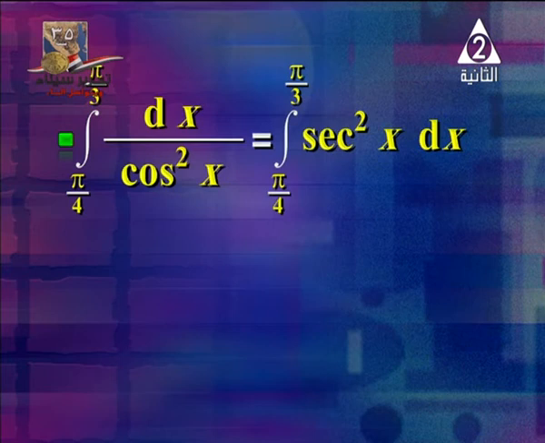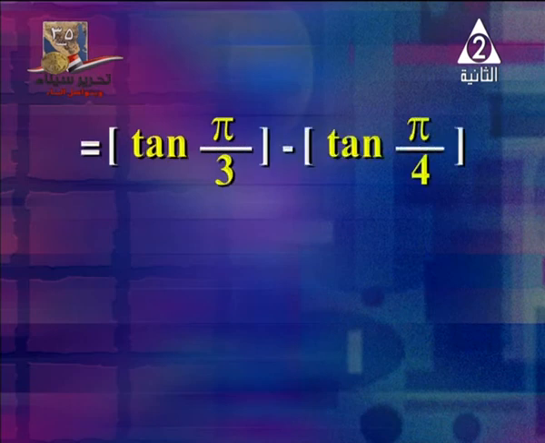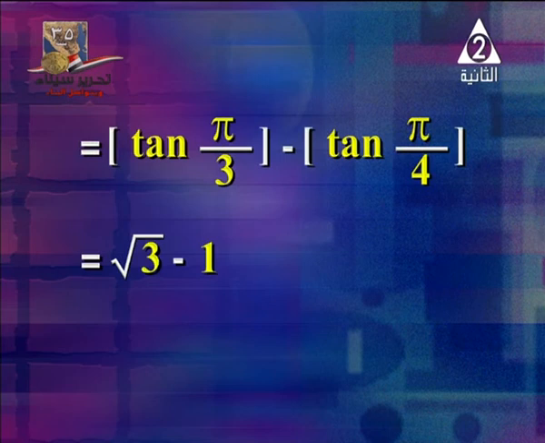The integration of dx over cosine squared x equals the same as the integration of sec square x dx from pi over 4 to pi over 3. What is the integration of sec square x, dear student? It is tan x. Remember, the integration of sec square equals tan, because the differentiation of tan x equals sec square. After that, by substitution of x equal pi over 3, tan pi over 3 minus tan pi over 4 equals what? Equals root 3 minus 1.